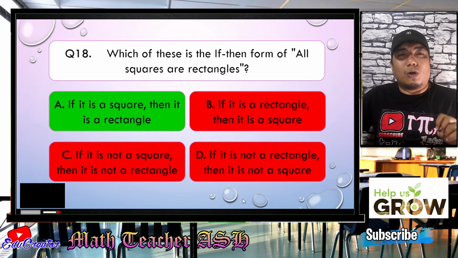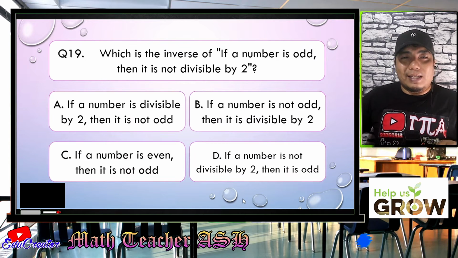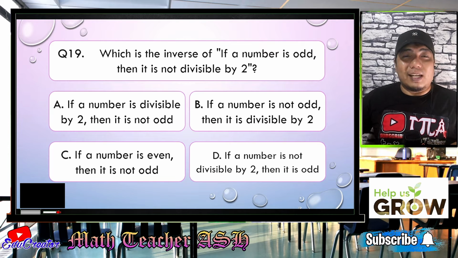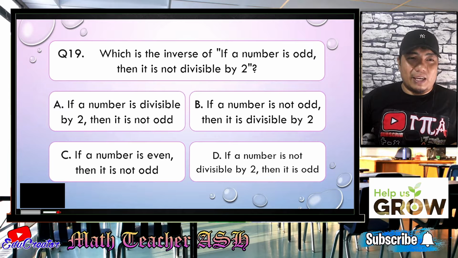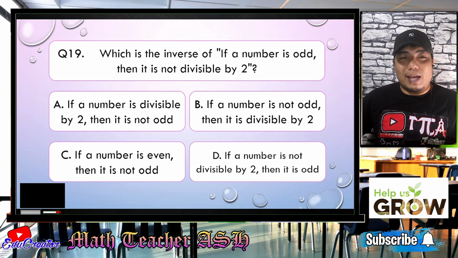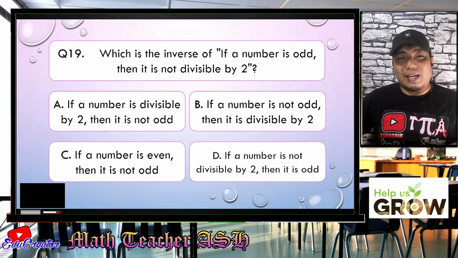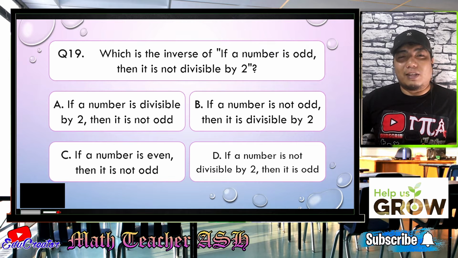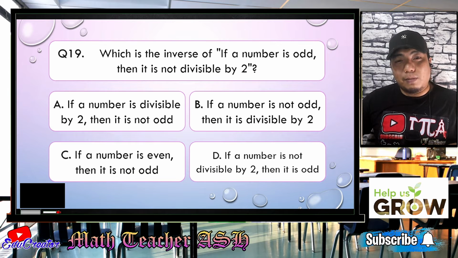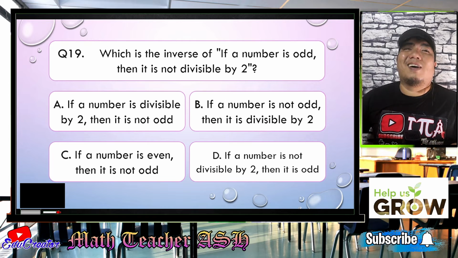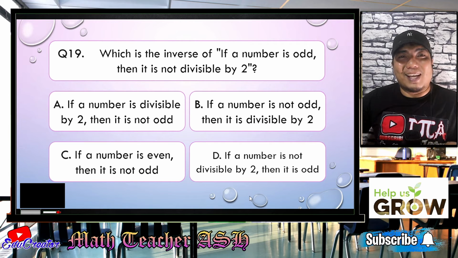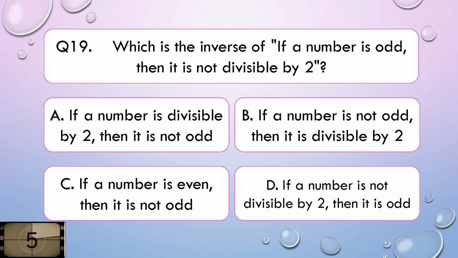Now let us go to question number 19. What is the inverse of "if a number is odd, then it is not divisible by 2"? Is it A, if a number is divisible by 2, then it is not odd? B, if a number is not odd, then it is divisible by 2. Or letter C, if a number is even, then it is not odd. Or letter D, if a number is not divisible by 2, then it is odd. All right, I will give you 5 seconds to think about your answer.